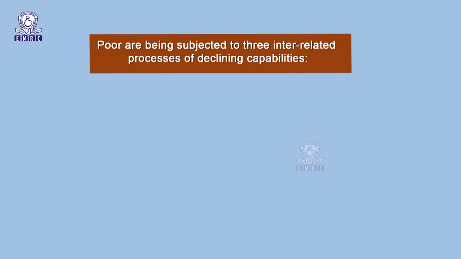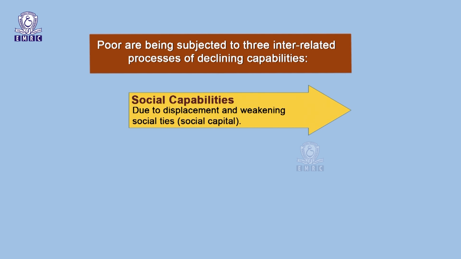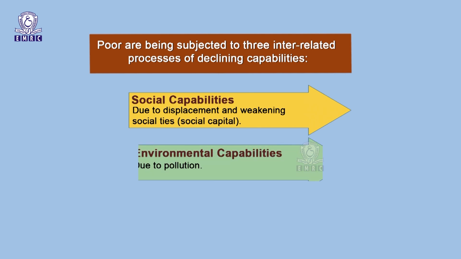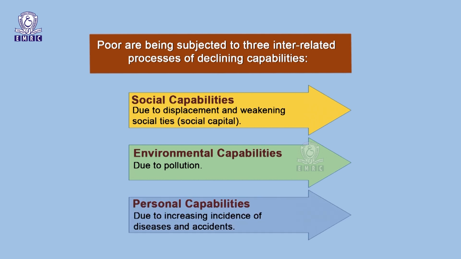Another interrelated aspect which exists in society is that the poor are being subjected to three interrelated processes of declining capabilities. 1. Social capabilities, due to displacement and weakening social ties, the social capital. 2. The environmental capabilities, due to pollution. And the third one is the personal capabilities, due to increasing incidence of disease and accidents. This in turn has adverse effects on their quality of life and human development.